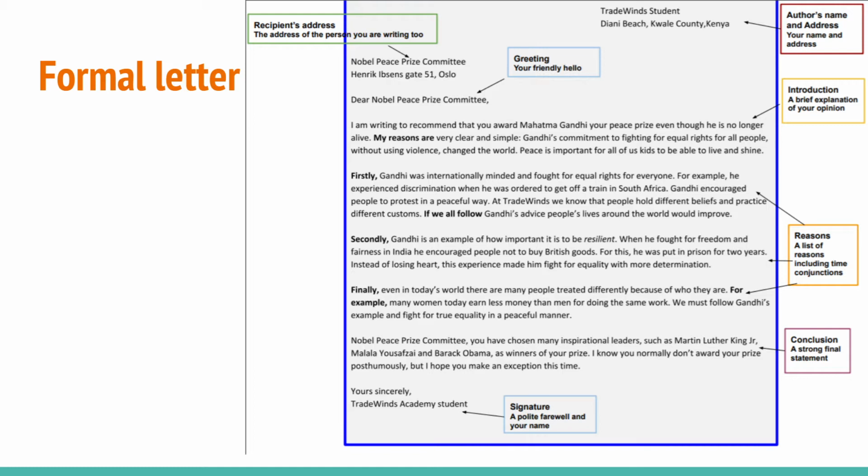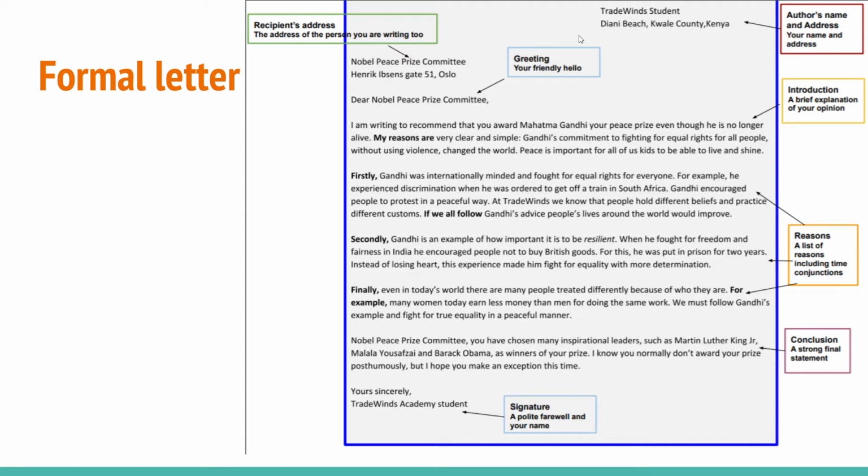First of all, in the top right, you have it right here, you want to put your name. This could be Mr. De Vercelli, and my address. Why would I want to put my address in that letter? Yes, so if the Nobel Peace Prize Committee wants to get back to me, they know where they can write.